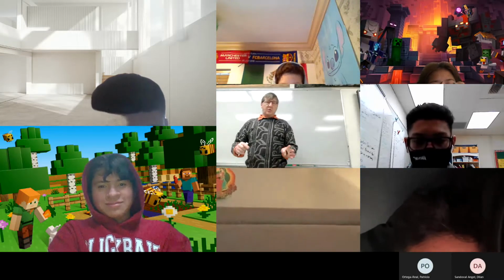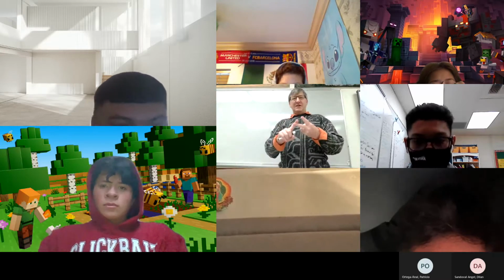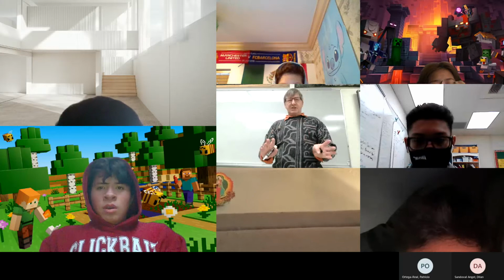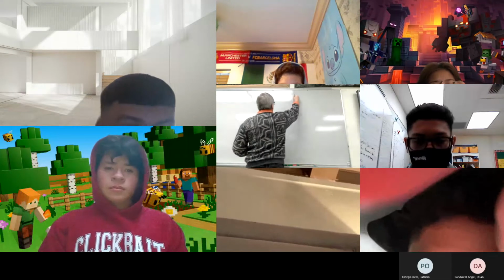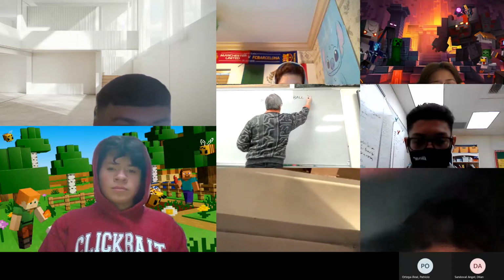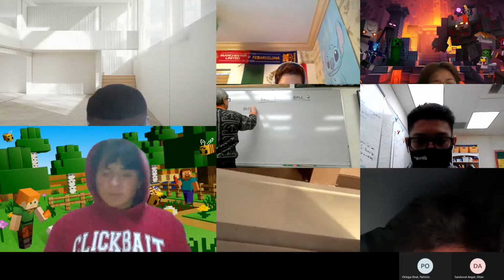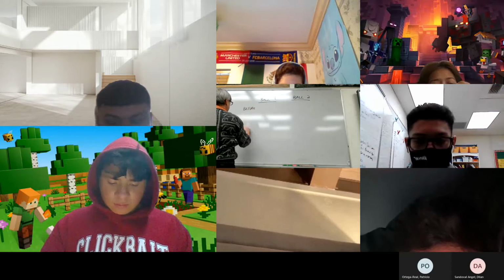So here's what we're going to do. We're going to calculate the momentum for these three things: the momentum of ball 1 before, ball 1 after, and ball 2 after. Now these are not exact measurements. I'm just estimating. So let's see. Ball 1 and ball 2, before and after.